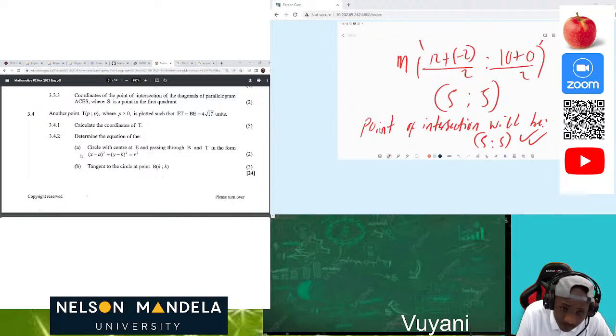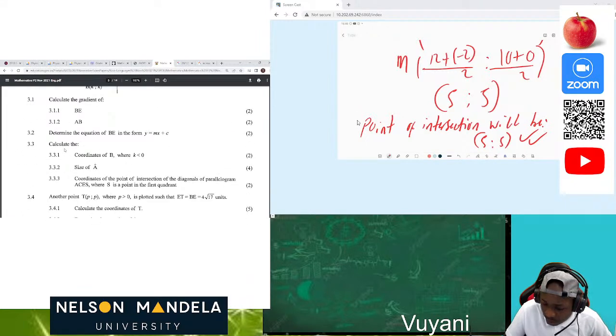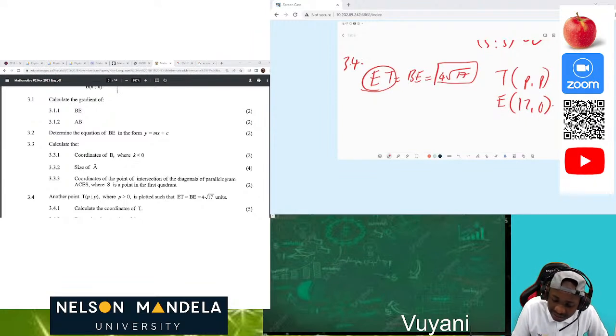So now we want to calculate this point T. What do we know about point T? We know that point T is a coordinate which is (p, p). And what are the coordinates of point E? The coordinates of point E are (12, 0). We are given that the distance of line BE is equivalent to the distance of line ET. So now let's calculate the distance of line ET.